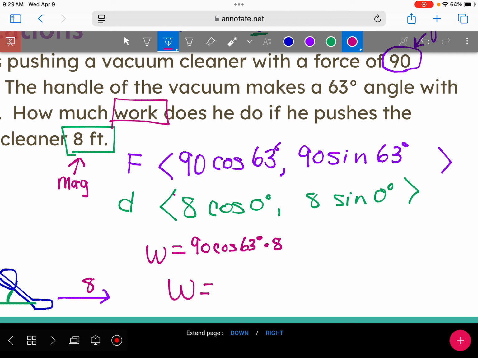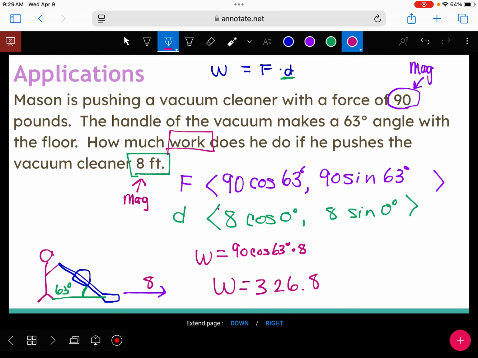Yeah, I was going to say 326.8. And as far as a unit goes, we had that it moved in pounds and it moved in feet. So this is a unit called foot-pounds, because physics is weird. Foot-pounds, that's it. That's our answer. It's the dot product. The hard part is the writing of the vectors.